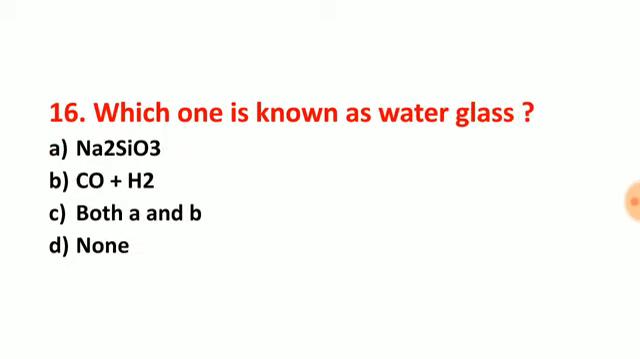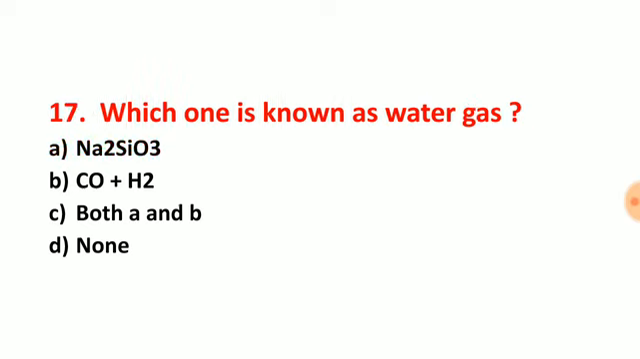Question number 16, which one is known as water glass? Don't get confused between water glass and water gas. Water glass is Na2SiO3. Now for water gas, water gas is CO plus H2. CO plus H2 is known as water gas. Red hot coke, that is carbon, is heated with steam, because of that it is called water gas. C plus H2O will give CO plus H2.